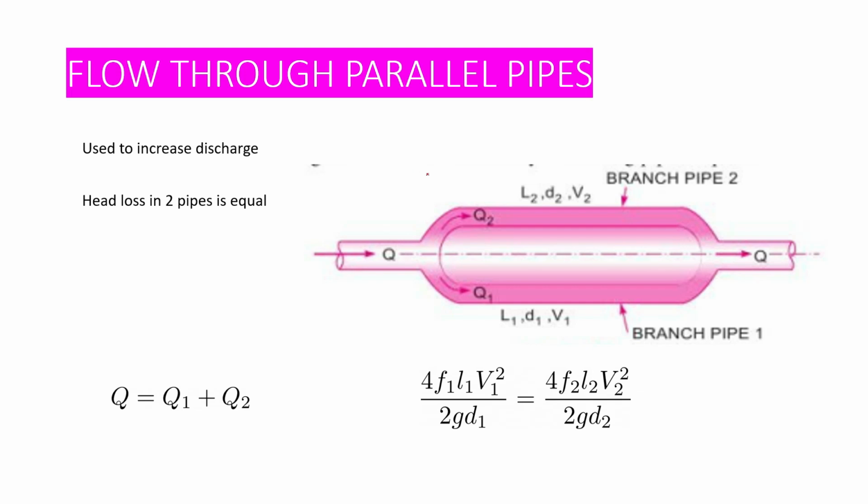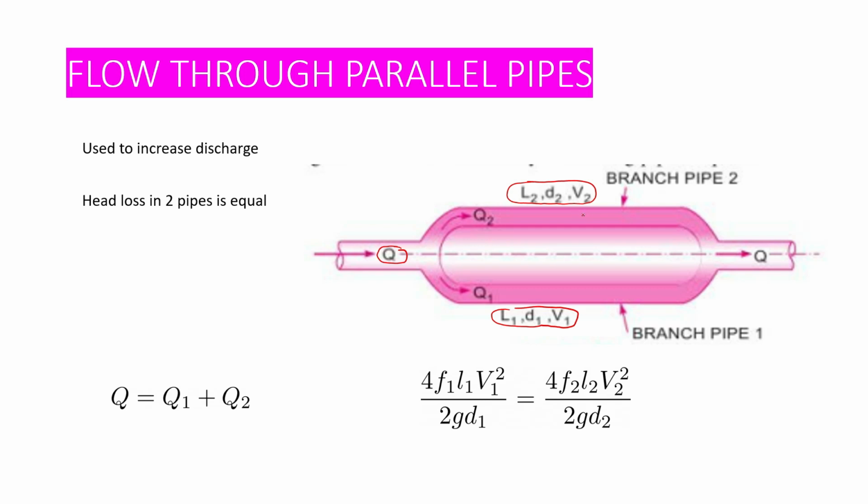Now coming to flow through parallel pipes. You can see a flow through parallel pipes here. So the water is coming here, the discharge is Q. After this it diverges to Q1 and Q2. So this pipe has got a length of L1, diameter D1 and velocity V1, and here it has got a length of L2, diameter D2 and velocity V2.